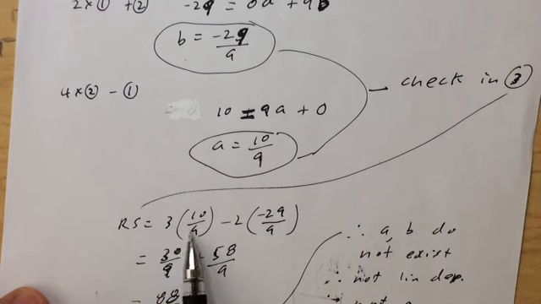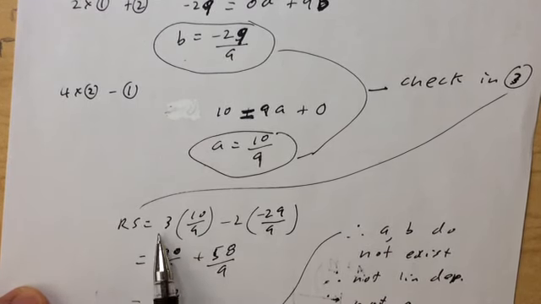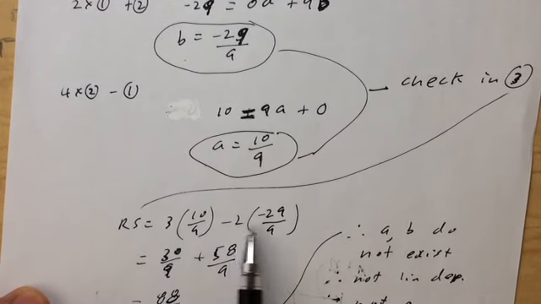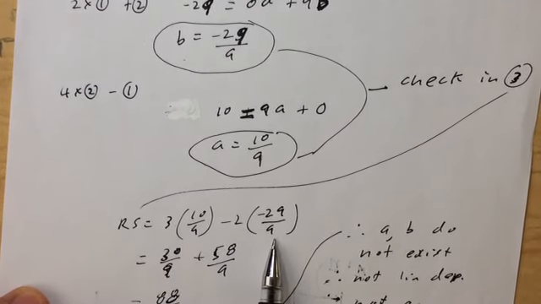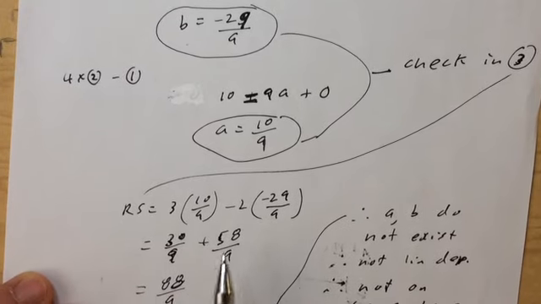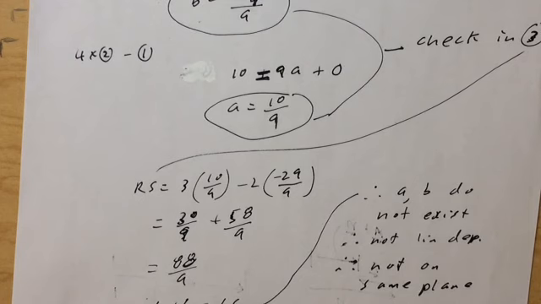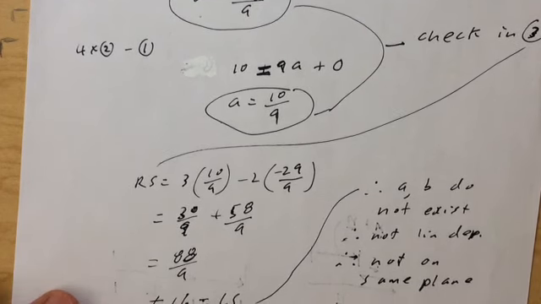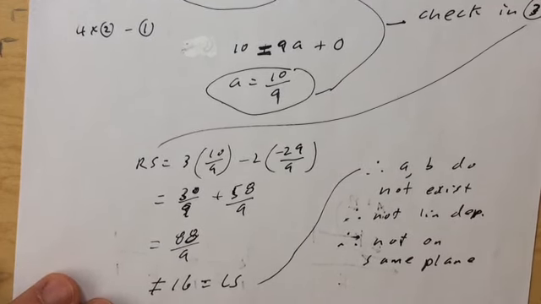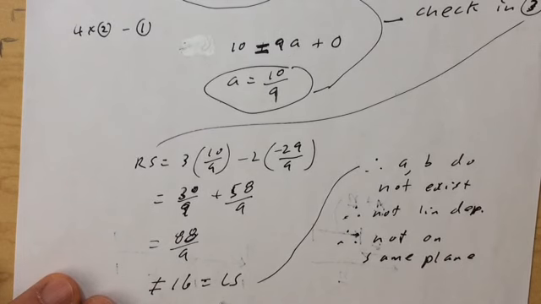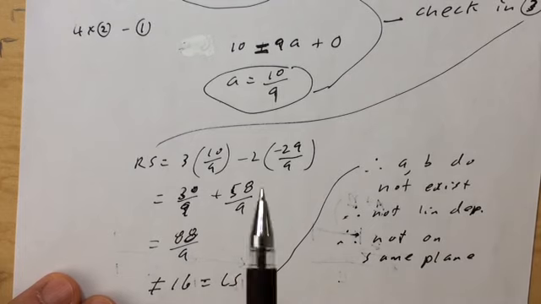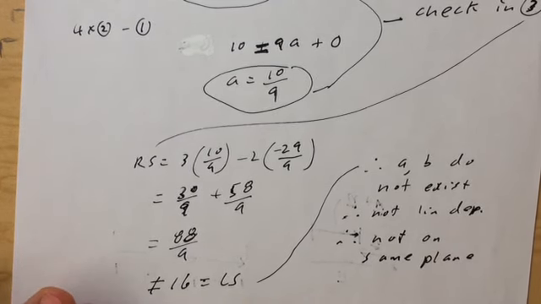So this is how we check in an equation, right? We do a right side, left side. So the right side equals 3 times 10 over 9 minus 2 times negative 29 over 9. Working that all out, you get 88 over 9. And last time I checked, that was not equal to 16, which is the left side. So because it didn't work in the third equation, this A and B that we found does not satisfy all 3 equations. There isn't an A and B that works.